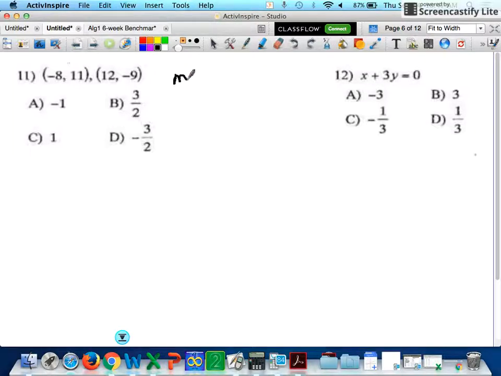From your formula sheet, we know that slope is y2 minus y1 over x2 minus x1. So I know I'm going to have to label these points. Remember, a point is always an x value and then a y value. So I'm going to name these x1 and y1, making these x2 and y2.